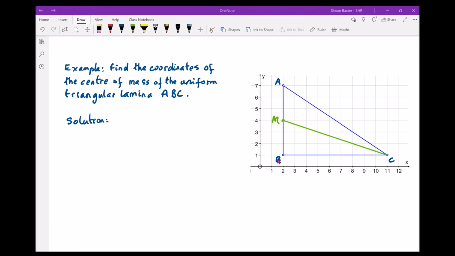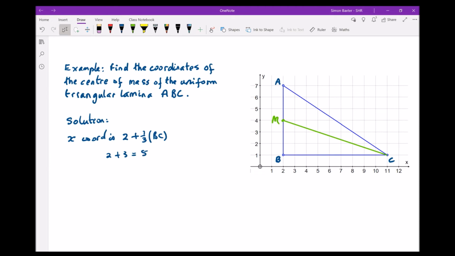Well, BC is from 2 to 11, so it's 9. If I take 1/3 of that, that is 3. From 2 plus 3, we get to 5. And so the x-coordinate of the center of mass is 2 plus 1/3 of the length of BC. That's 2 plus 3, that is 5.